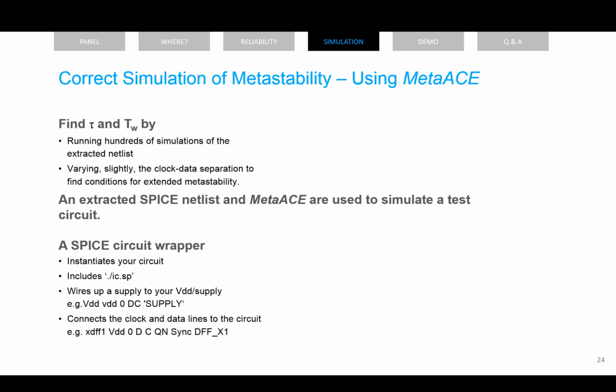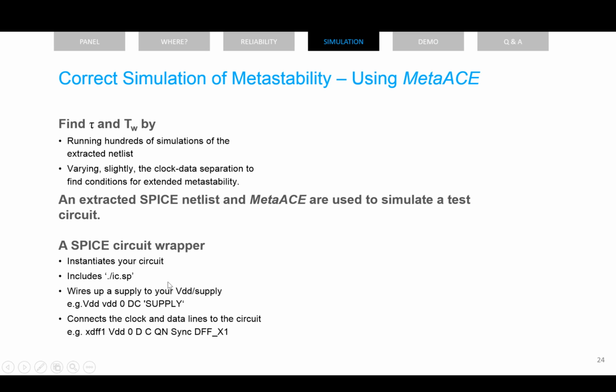Since it's tricky to run simulations to get plots that look like this, several hundred simulations needed to be run, extracting information from earlier simulations to set up the later ones. A tool is useful to automate this process. MetaACE is such a tool that uses your extracted SPICE netlist plus a little wrapper to simulate and report tau and TW, so you can do accurate MTBF calculations.